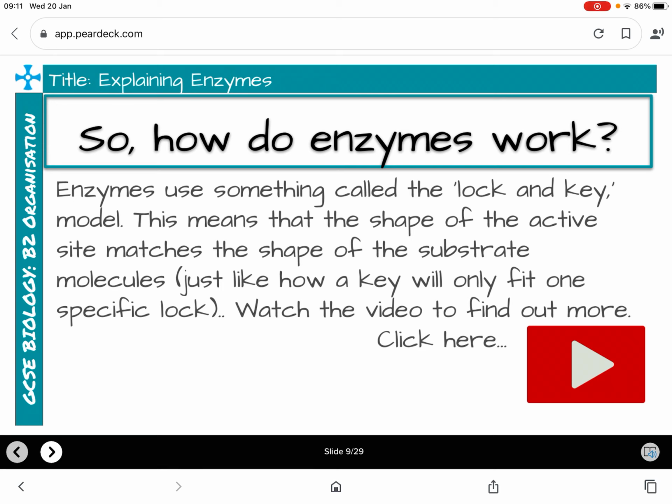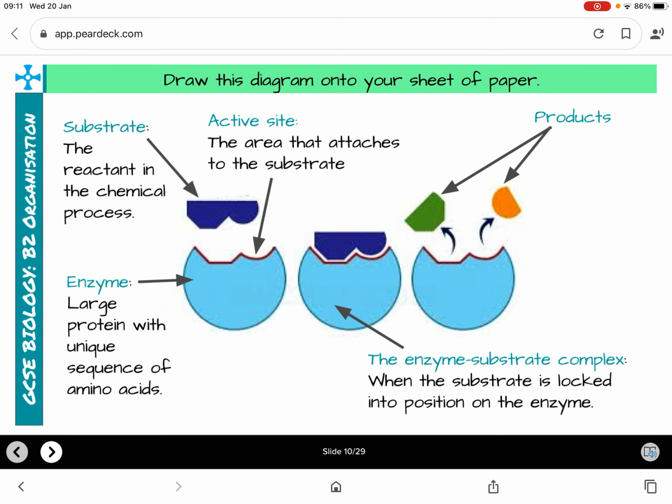But that's kind of been replaced now with something called the induced fit model. So you should have watched this video and the link will still be on the work, so you can watch it again if you didn't watch it the first time. I asked you to draw this diagram onto your sheet. This shows the induced fit model, but also a little bit of the lock and key model.